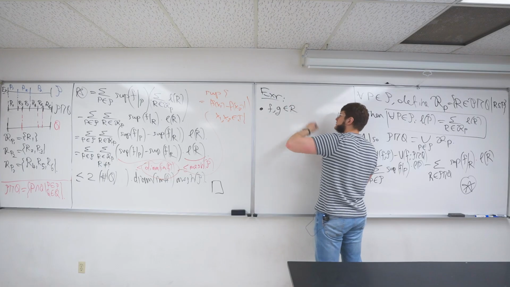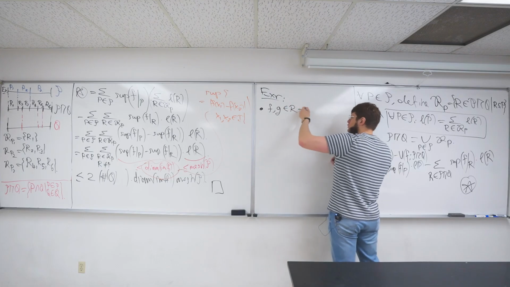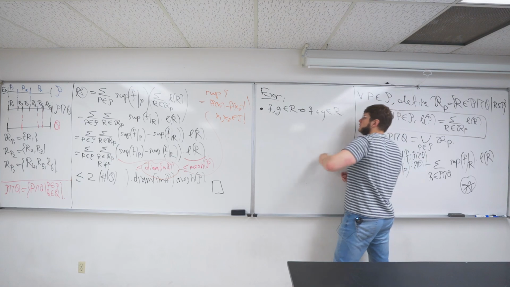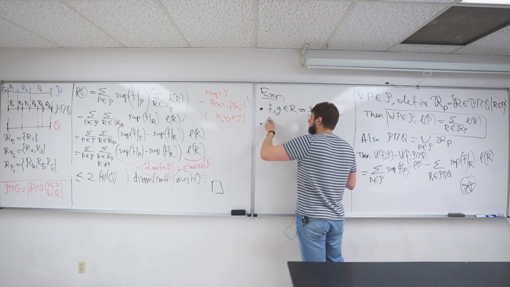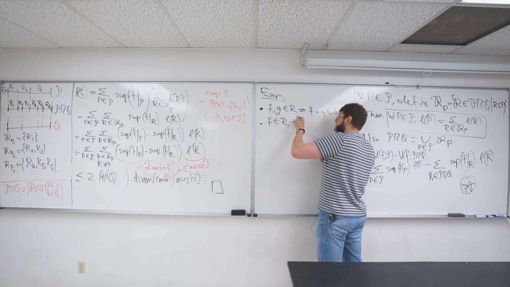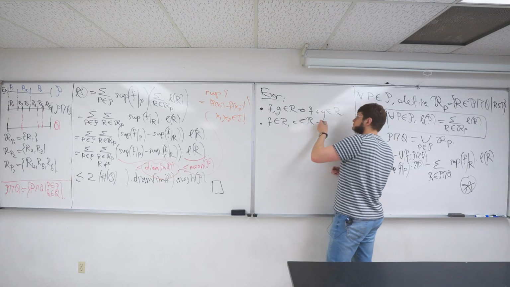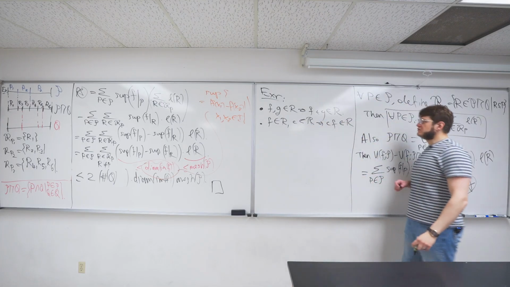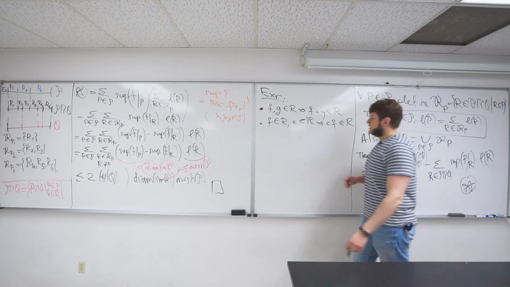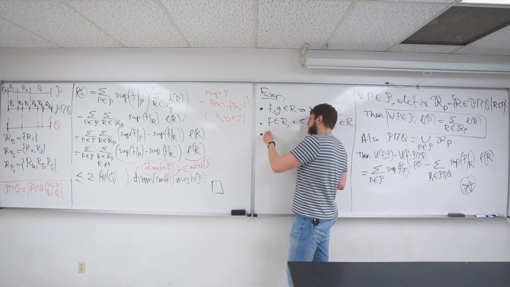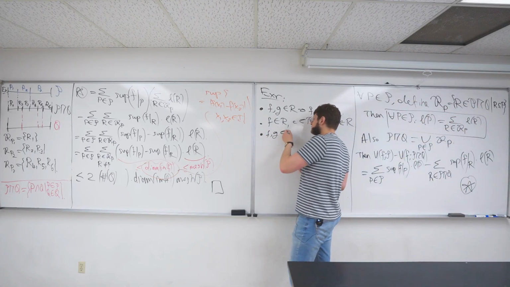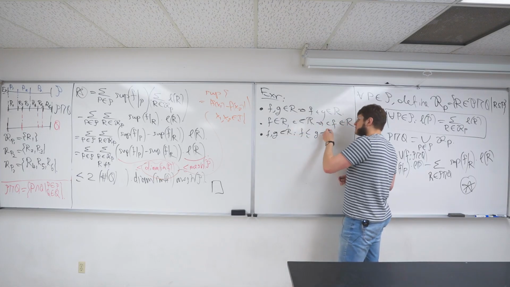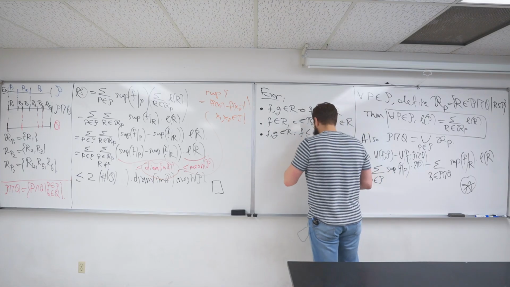If you have 2 functions that are Riemann integrable on the same interval, then so is their sum. If you have 1 Riemann integrable function and 1 constant C, then C times f is Riemann integrable. What else? If you have 2 functions such that one is always under the other one, then the integrals have the same property.